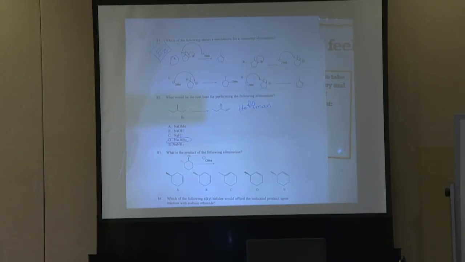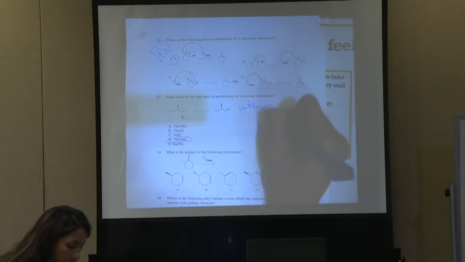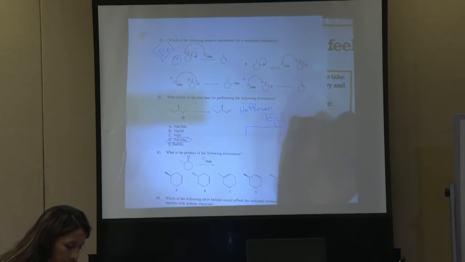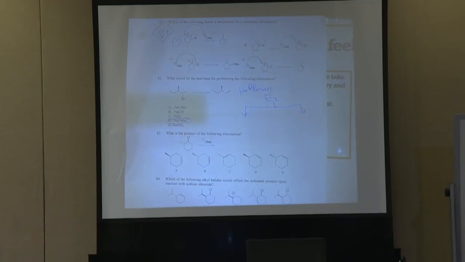Awesome. But why is it not A? Remember, A is a small base, and this is what we got with a small base: the Zaitsev product. Zaitsev is more substituted, but here, if you look at it, the double bond is on the end, right? We're going to go over this right now.